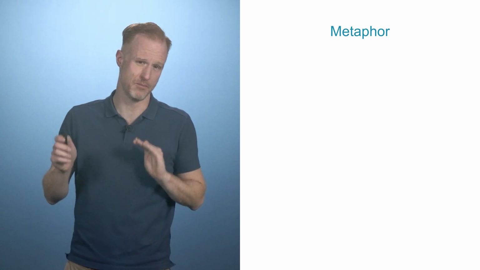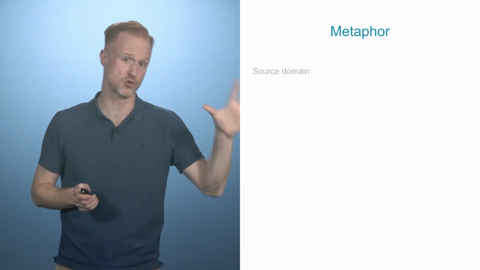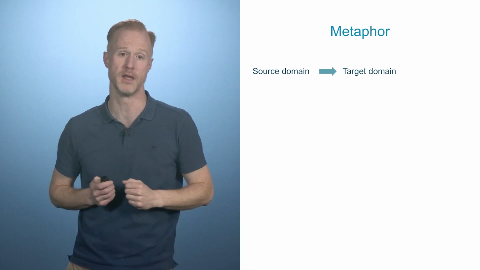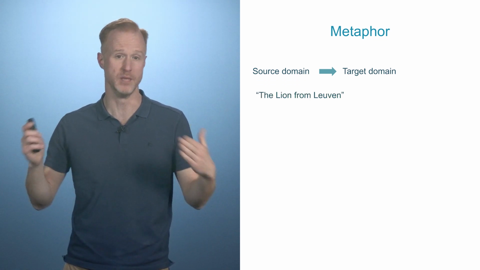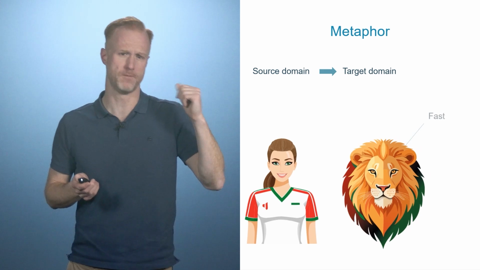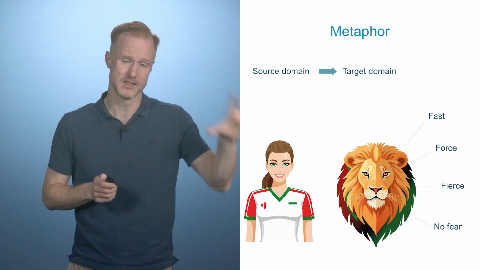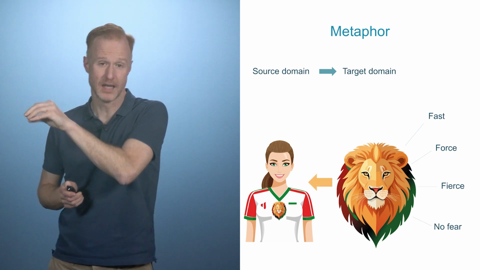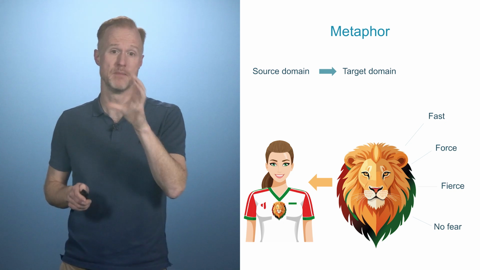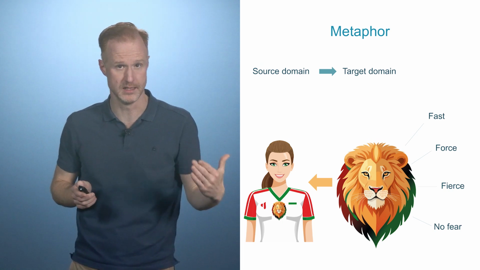Metaphor works in a comparable way. You probably know metaphor as a comparison where you have two domains, a source domain and a target domain. And you use info from a source domain to say something about a target domain. For example, the lion from Leuven. That might be about a football player from the team from Leuven. And because you know that lions are fast, that they have a lot of force, that they are fierce, have no fear, etc., you can transfer this information to this football player without actually using the words fearless, fierce, a lot of strength, etc. You can use this metaphor to take elements from one domain to say something about another domain. This is how default metaphor works.